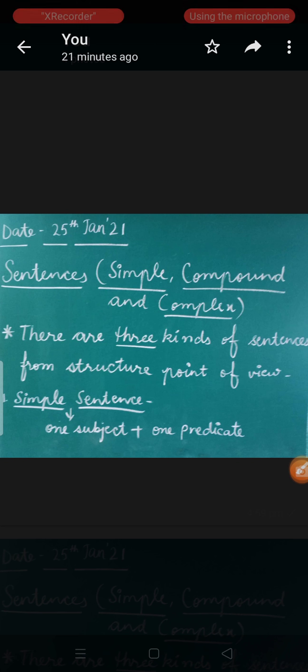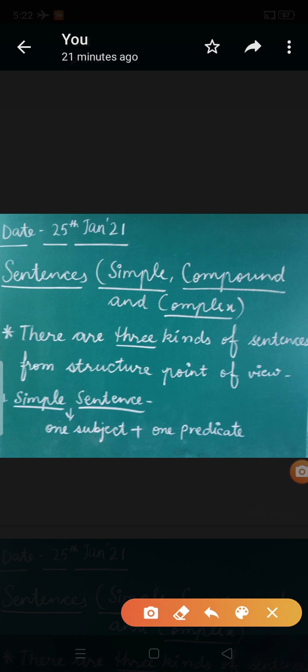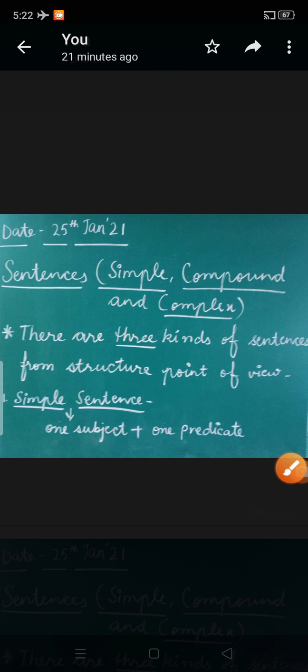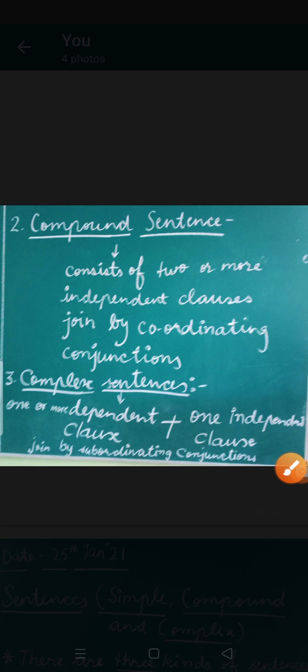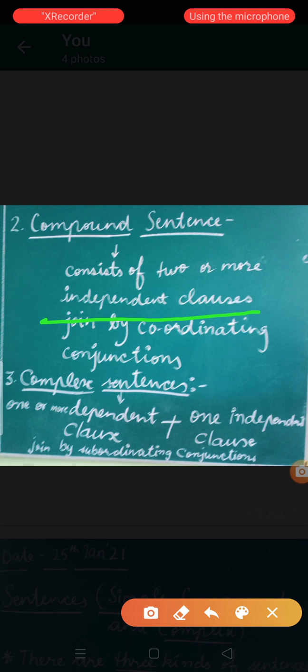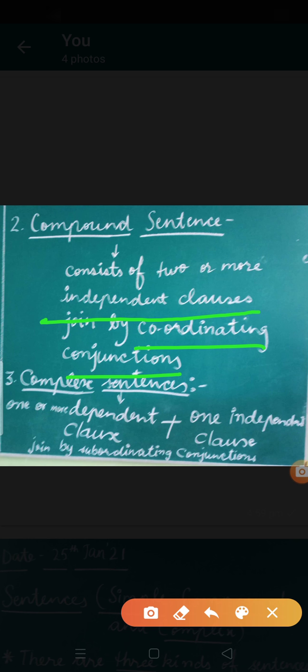What do you mean by simple sentences? In a simple sentence, there is one subject and one predicate. Always remember, in a simple sentence, there is one subject and one predicate. Clear? Now, we'll talk about compound sentences. A compound sentence consists of two or more independent clauses, or you can say main clauses, that we join by coordinating conjunctions. For example, and, but, or, so, because. Clear?